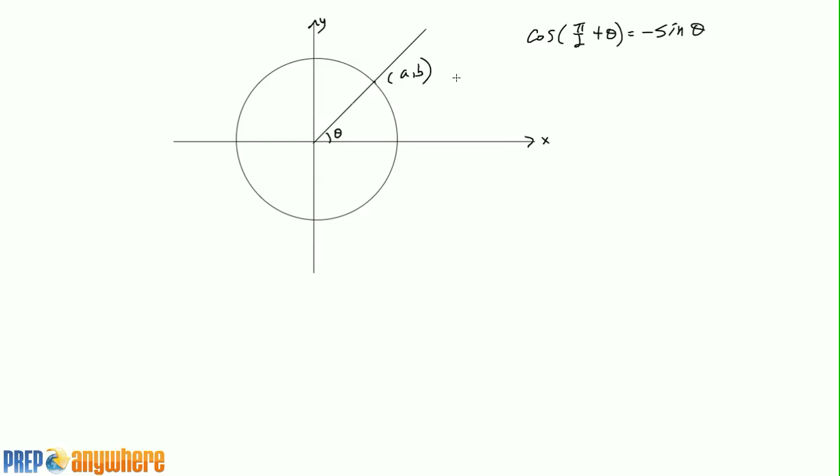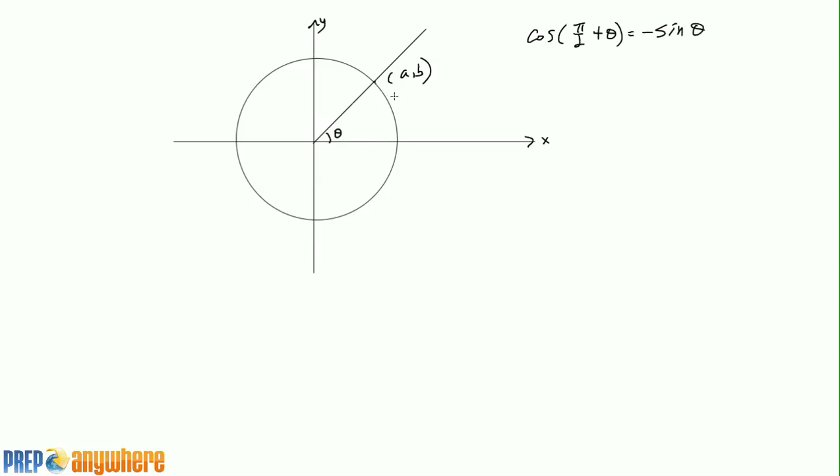Okay, in this video, I'm going to explain to you in detail why cosine of pi over 2 plus theta is equal to minus sine of theta. Let's first recall the definition of what a cosine of a particular angle theta in a unit circle is.